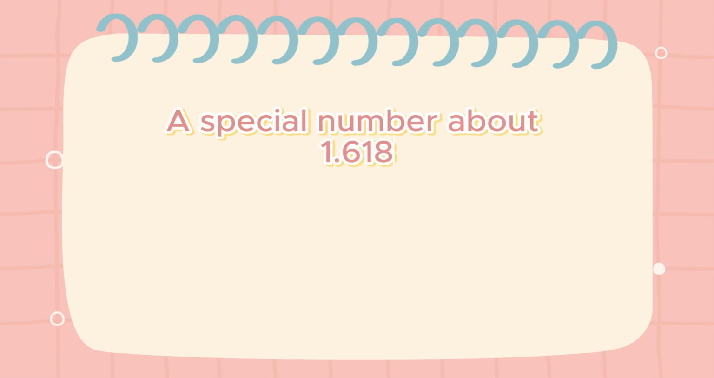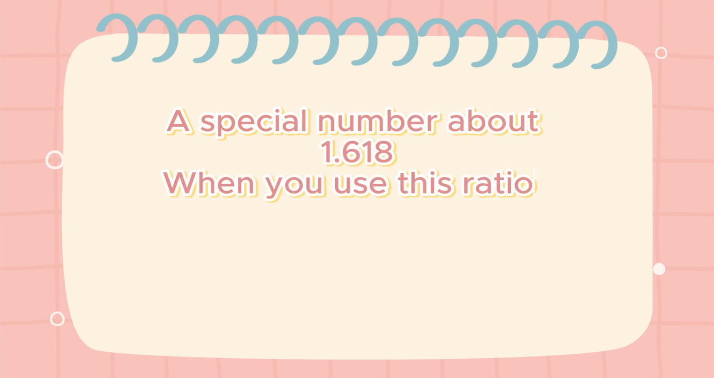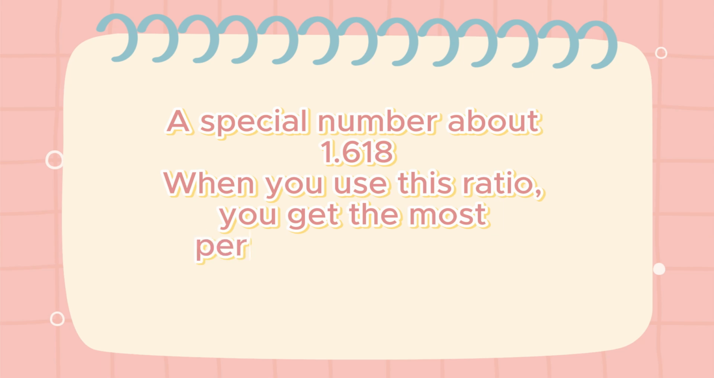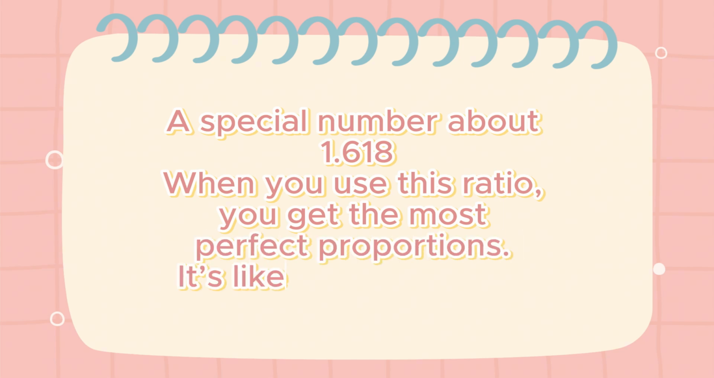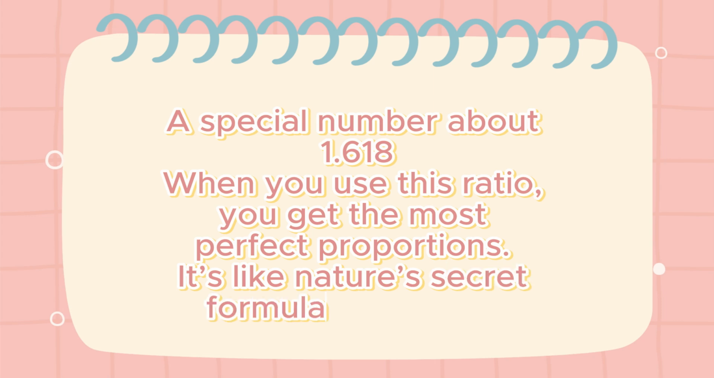Speaking of spirals, have you ever heard of the golden ratio? It's a special number, about 1.618. When you use this ratio, you get the most perfect proportions. It's like nature's secret formula for beauty.